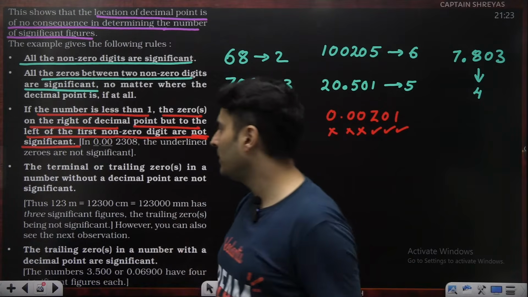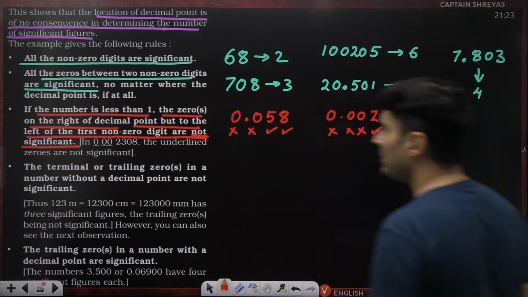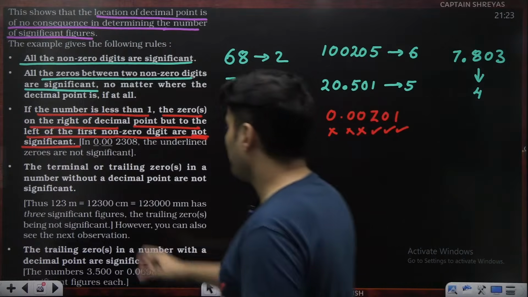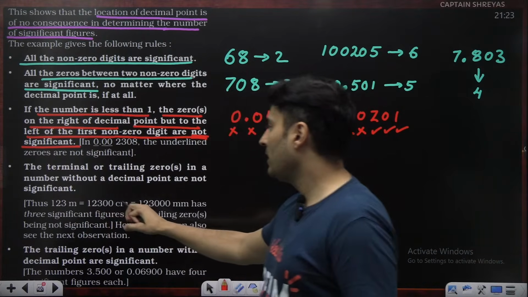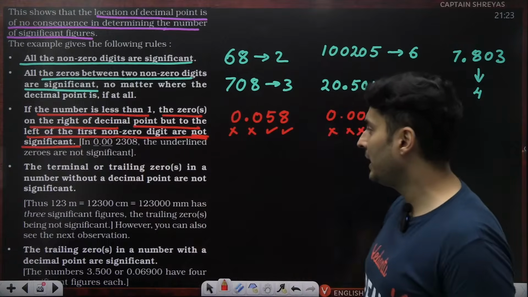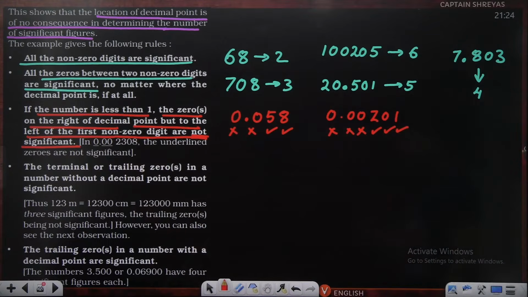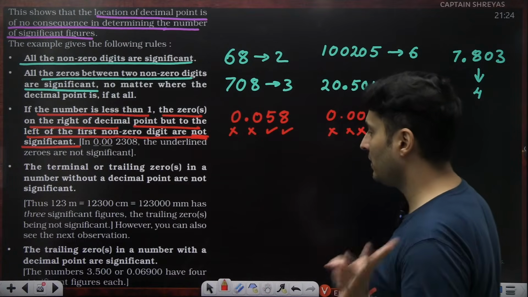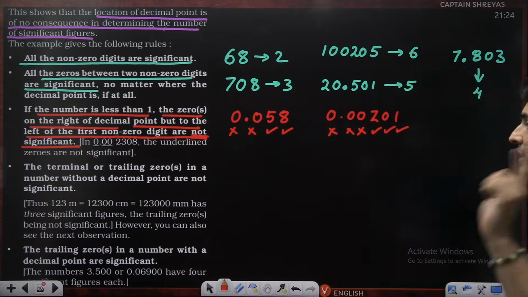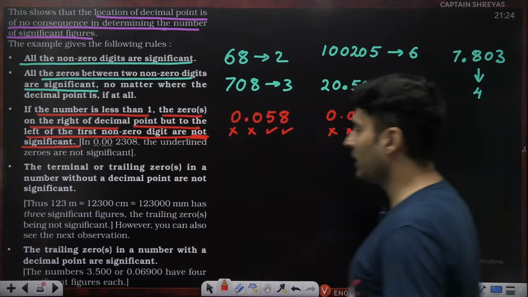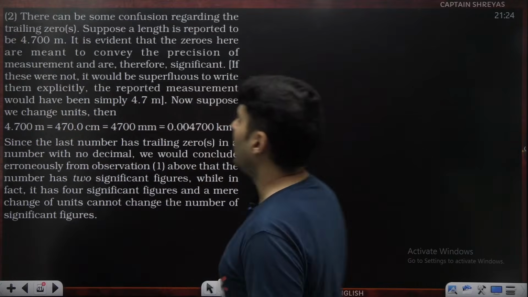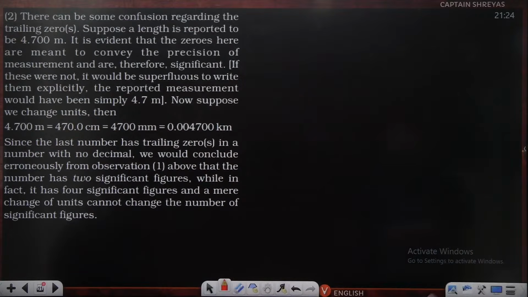Clear? Very straightforward. The terminal or trailing zeros in a number without a decimal point are not significant. Thus 1230 centimeters, or 123,000 millimeters, has three significant figures, the trailing zeros being not significant. However, you can also see the next observation. The trailing zeros in a number with a decimal point are significant. That is the fifth point. And there can also be some confusion in the trailing zeros.